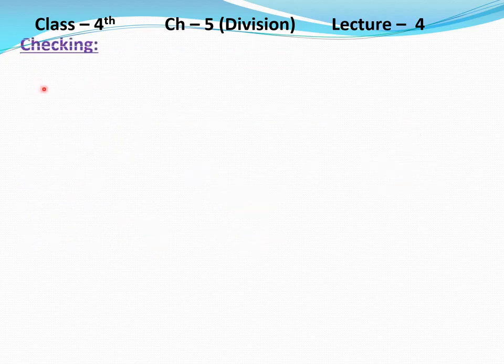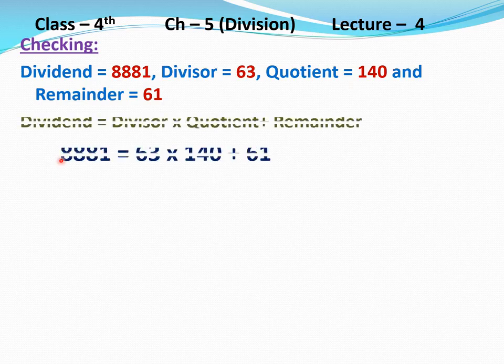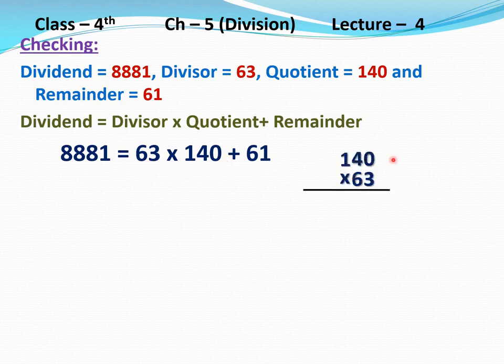And now we will check our answer. Now write down dividend equal to 8881, divisor equal to 63, quotient equal to 140 and remainder equal to 61. Write down dividend equal to divisor multiply quotient plus remainder. 8881 equal to 63 multiply 140 plus 61. First multiply 140 by 63. See, 3 zeros are 0, write 0 here. 3 4s are 12, write 2 here and 1 carry. 3 1s are 3 plus 1, 4, write 4 here. Now put 1 cross here.